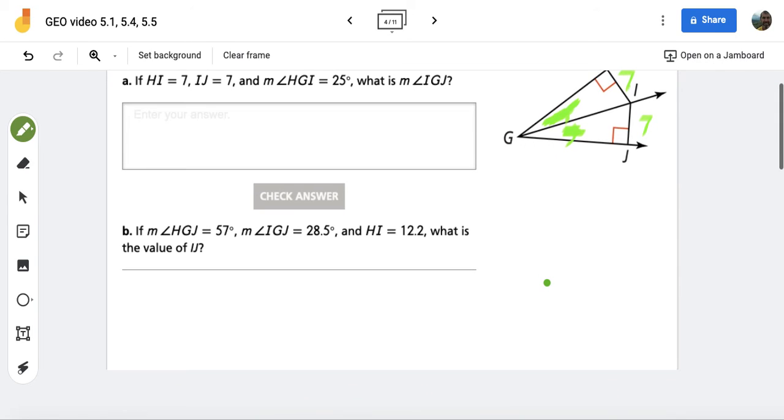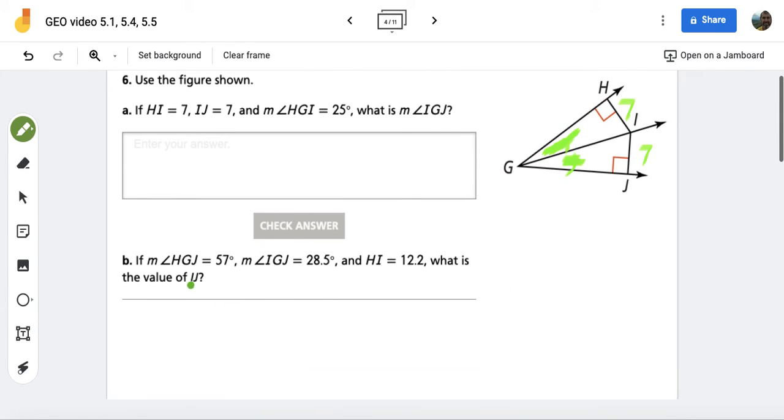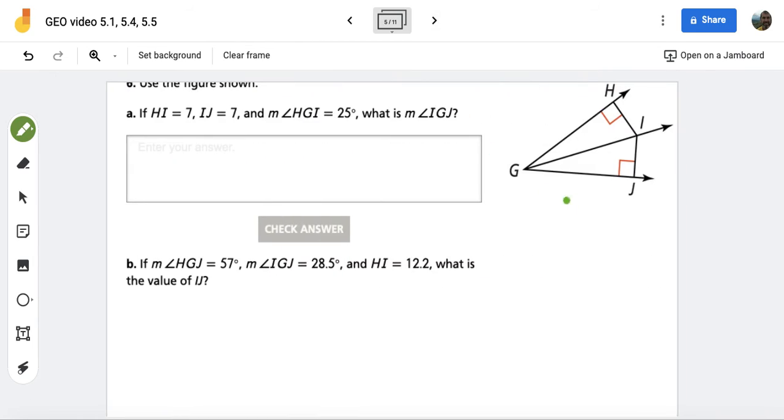All right, what's the next question? If the measure of angle, I think this is a different problem, so let me go to a clean screen. Give this a shot. Click pause, come on back. HGJ. So this whole thing is 57, and the measure of IGJ is 28.5. The whole thing is 57, and this part is 28.5.